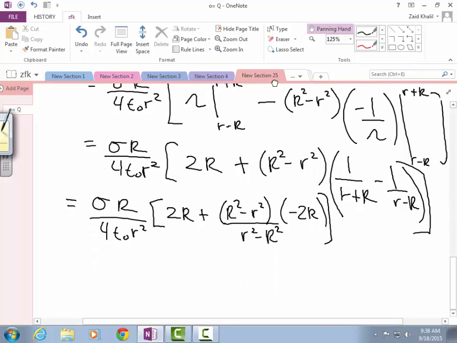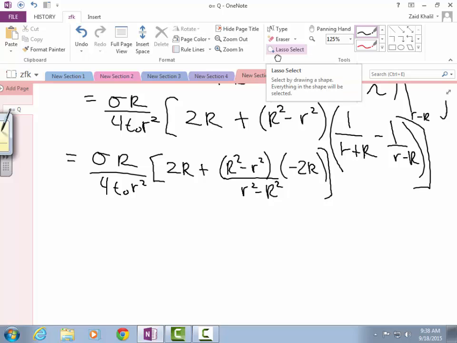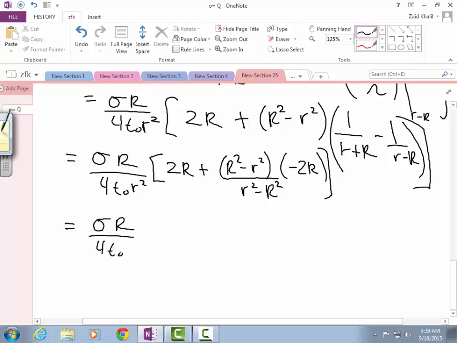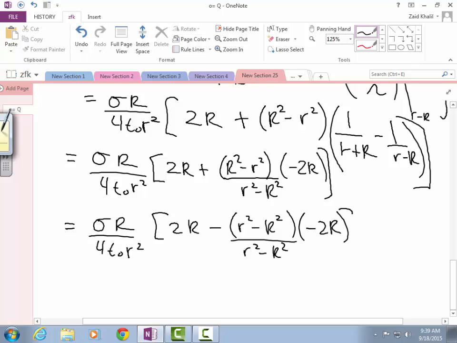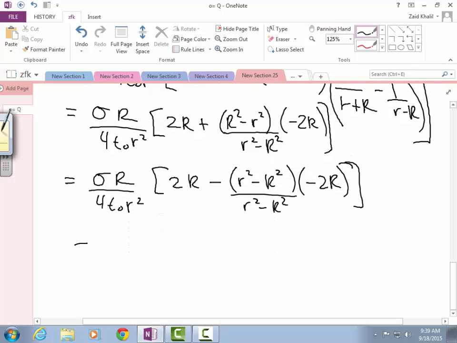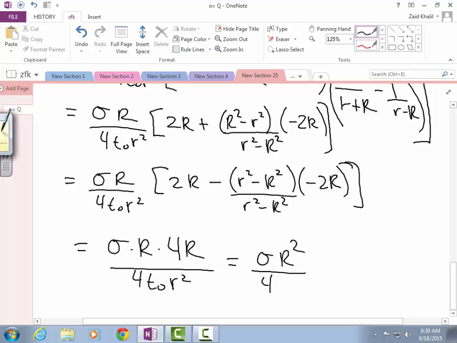But if you take a look at the denominator, what happens? One is the negative of the other. So this is equal to sigma R over 4 epsilon 0 r squared times 2r plus, or you could say minus, you factor out a minus, a negative 2r. And you get r squared minus big R squared over r squared minus big R squared times a negative 2r. And that just becomes a? Well, 2r minus negative 2r becomes 4r, right? So then it's equal to sigma times R times 4r over 4 epsilon 0 r squared. And so what do we get? That this is sigma R squared over 4 epsilon 0 little r squared.